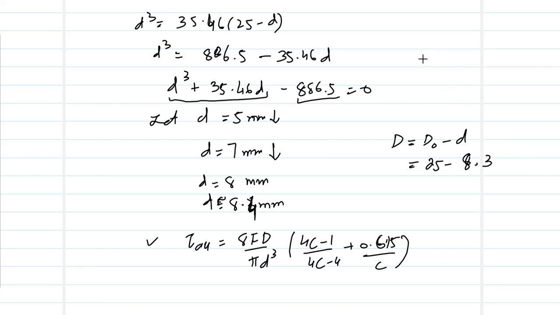You can use a cubic equation, which will probably be written as d cube plus 35.46, sorry, plus 0 d square plus 35.46d minus 886.5 equals 0. You either use synthetic division, or you can actually find the value of d. Clear? So now we know 8.4 here.